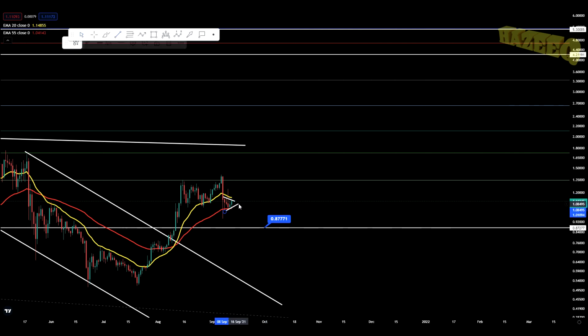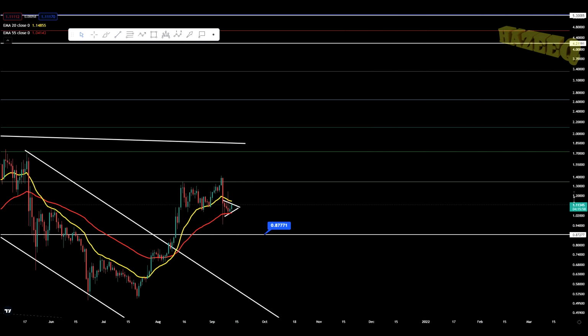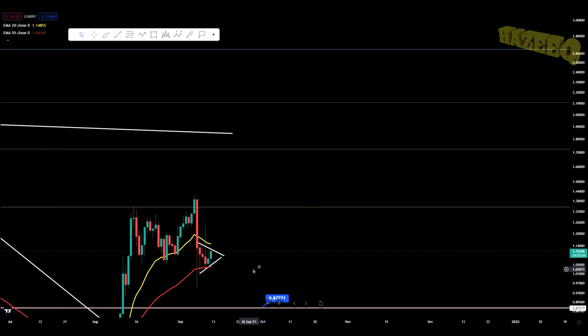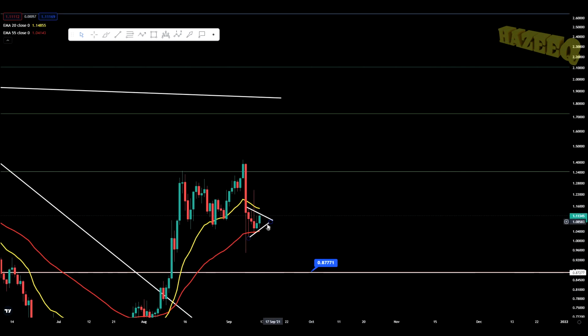And now you would ask, why isn't this a symmetrical triangle? Well, because symmetrical triangles occur in consolidation periods, and this is a bear pennant because it occurred after a strong move towards the downside, okay? That's why it is a bear pennant, okay?